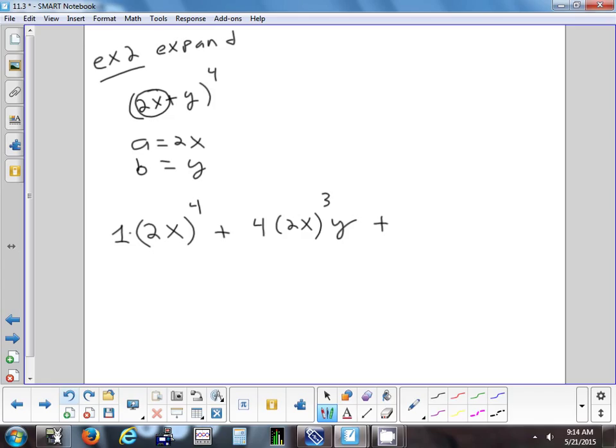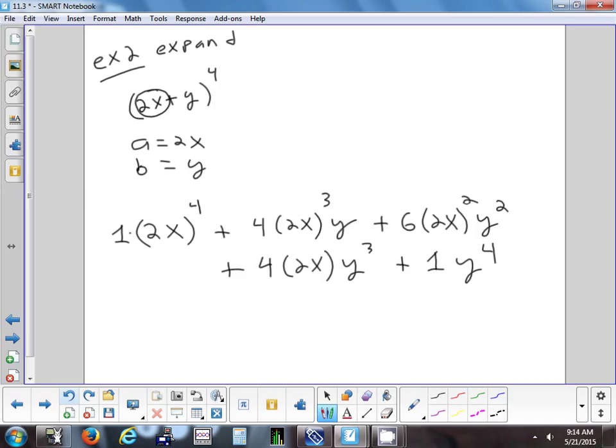Okay, how about Orlando? What's my next term? 6. Yep. And then 2x squared, times y to the second. Good. Okay, now we've hit kind of the middle of that triangle. The coefficients are going to start going back down. So we get 4 times 2x y cubed. And the last term is going to be 1. And now 2x is gone. It would be 2x to the 0 power, y to the 4th.